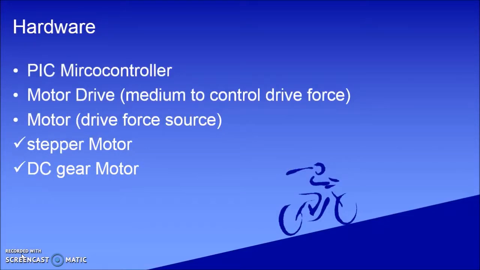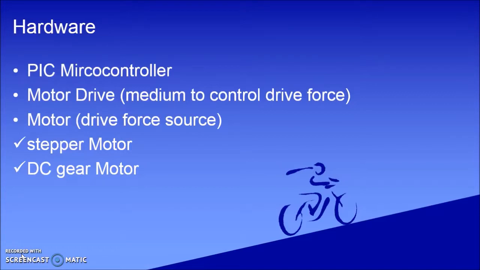For the hardware of our mobile robot, we use a PIC microcontroller. The PIC microcontroller acts as the brain of our robot. It is used to control the robot's movement and to send data from the robot to the computer. We also use a motor driver to control the motor and the drive force.